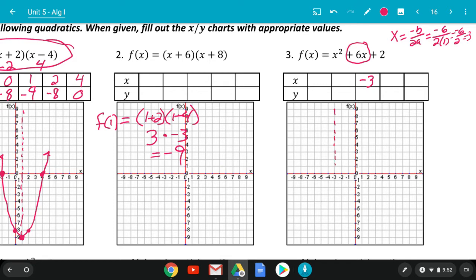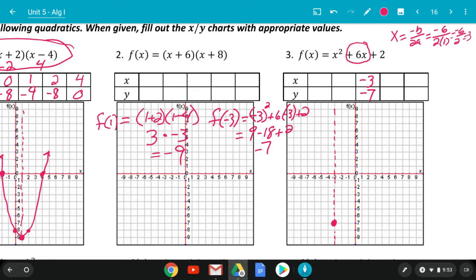And somewhere on that axis of symmetry line is going to be my vertex. Okay, so how do I find it? That's right, Glade. Plug it in. F of -3 will be -3 squared plus 6 times -3 plus 2. Okay, so -3 squared is 9. 6 times -3 is -18 plus 2. So 9 minus 18 is -9 plus 2 is -7. So there is my vertex at -3, -7.